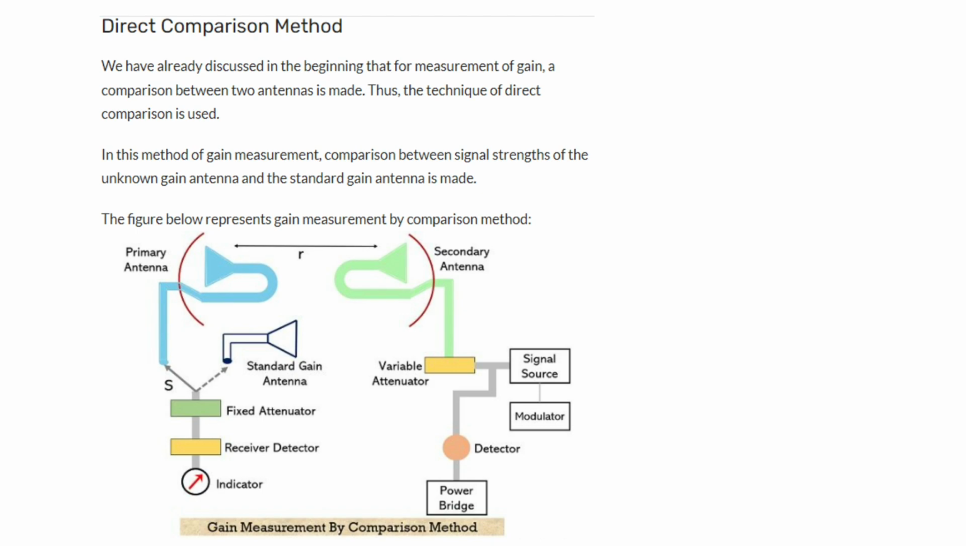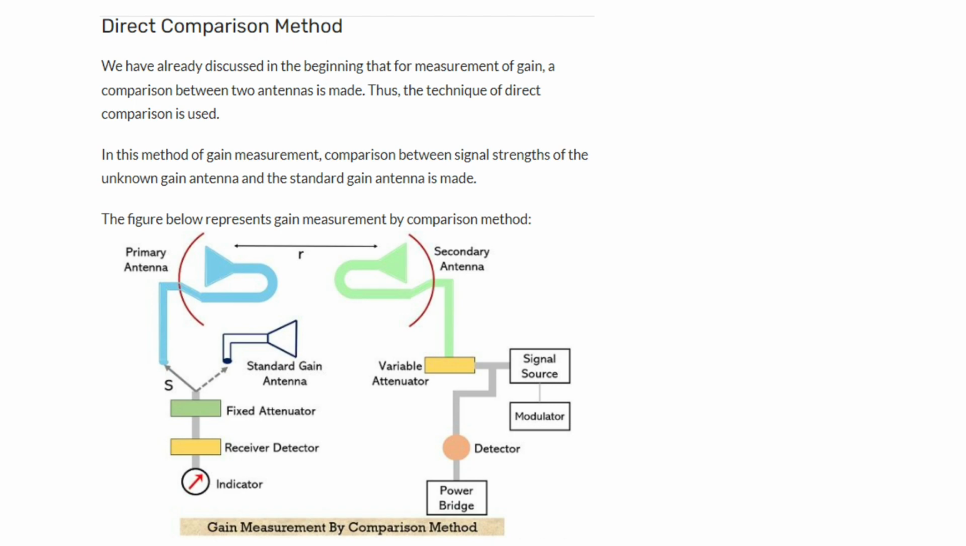It has a primary antenna, a secondary antenna and one standard gain antenna, connected with a variable attenuator. The signal source and modulator are available, and an indicator is available, and the detector is connected with a power bridge. We already discussed in the beginning that for a measurement of gain, a comparison between two antennas is made. Thus the technique of direct comparison is used.